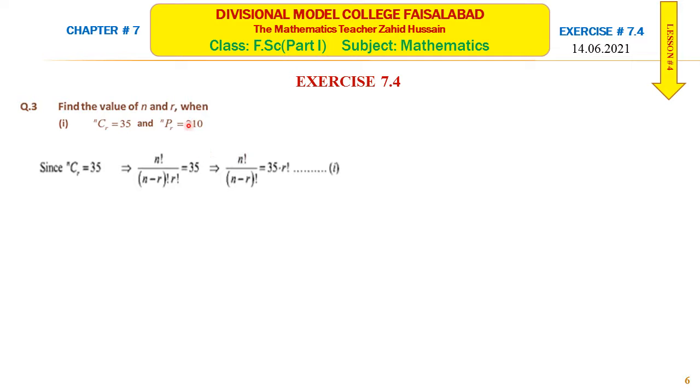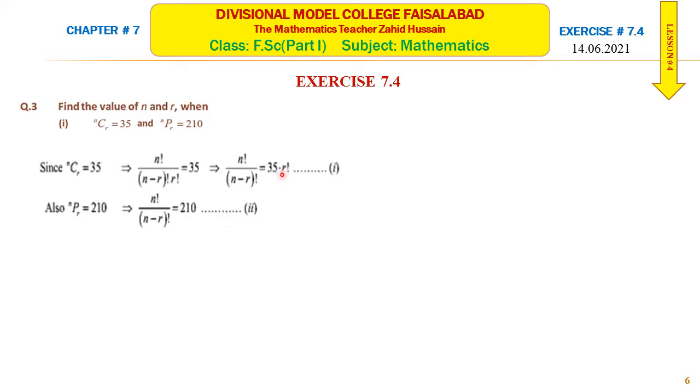Now using the second condition, the equation nPr is equal to 210. This is the permutation. We know that nPr is equal to n factorial over (n minus r) factorial, and this is equal to 210. Now n factorial over (n minus r) factorial is equal to 210, and n factorial over (n minus r) factorial is equal to 35 into r factorial.